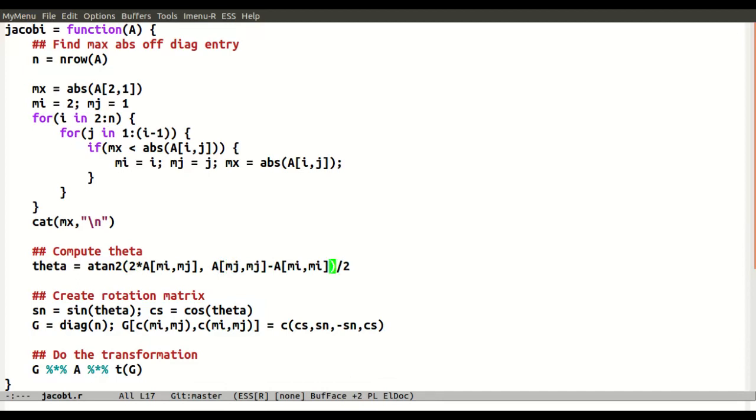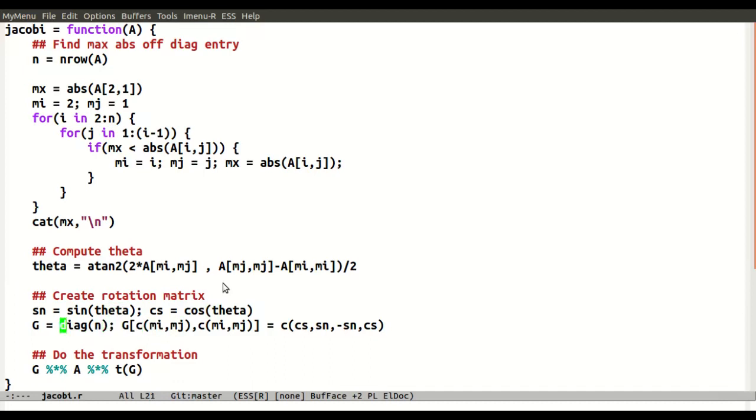Atan will not be able to handle that because it takes only one argument, and if I pass the argument like this, the moment this denominator becomes 0, this will become infinity and there will be problems. So atan2 instead will take the numerator and the denominator as separate arguments, and will give the correct result. So I have theta. I now construct the Givens rotation matrix. For this I need sine and cosine, and I start with the identity matrix.